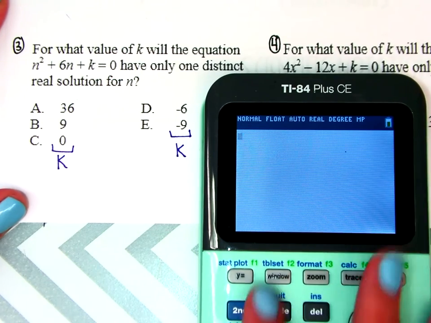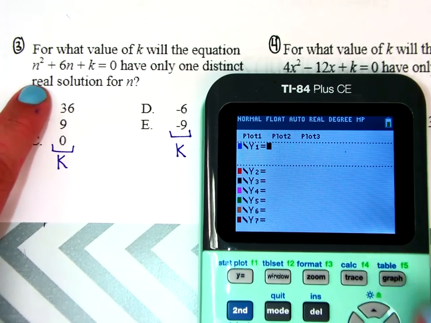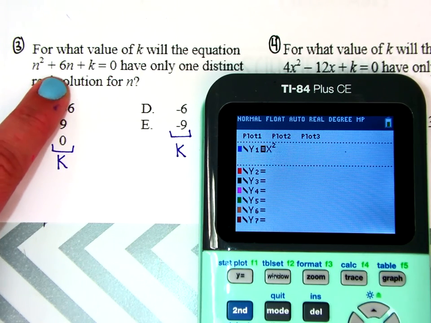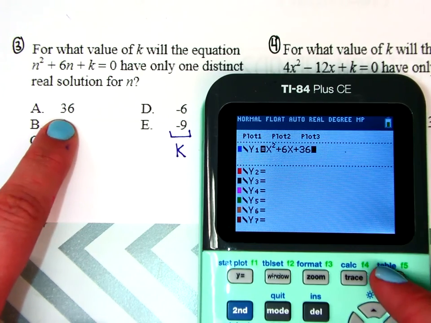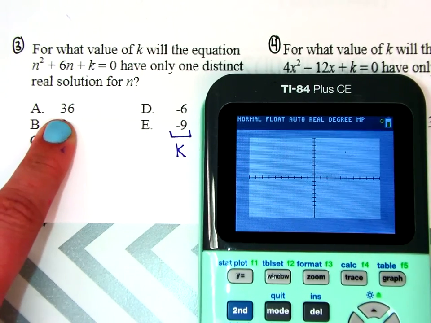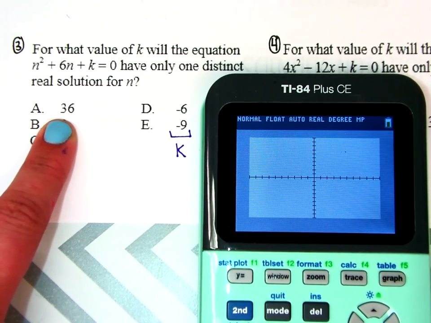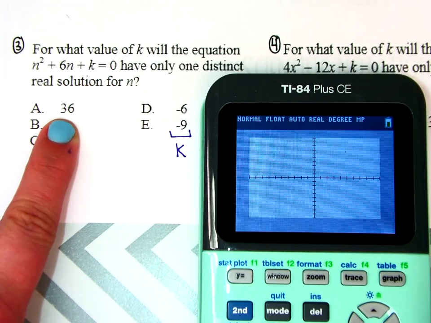All right, so I'm going to graph, and I'm looking for one distinct real solution. So I'm going to do x squared. You're allowed to change the variable. You need to change it to x in order to graph it. And then for k, I'm going to put 36. And then I'm going to graph. Remember, you want to graph it when it equals 0. So I hit graph, and that does not cross the x-axis at all.